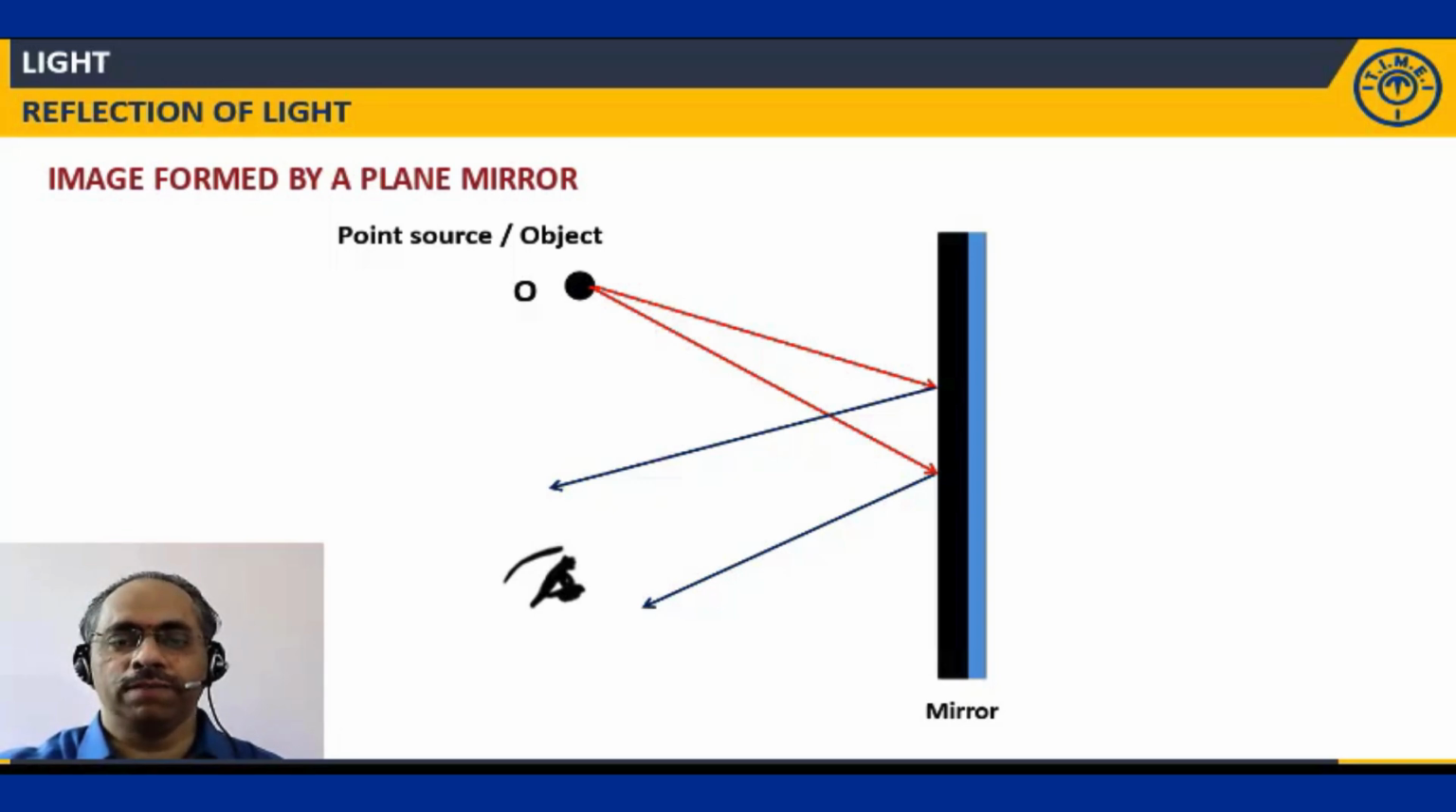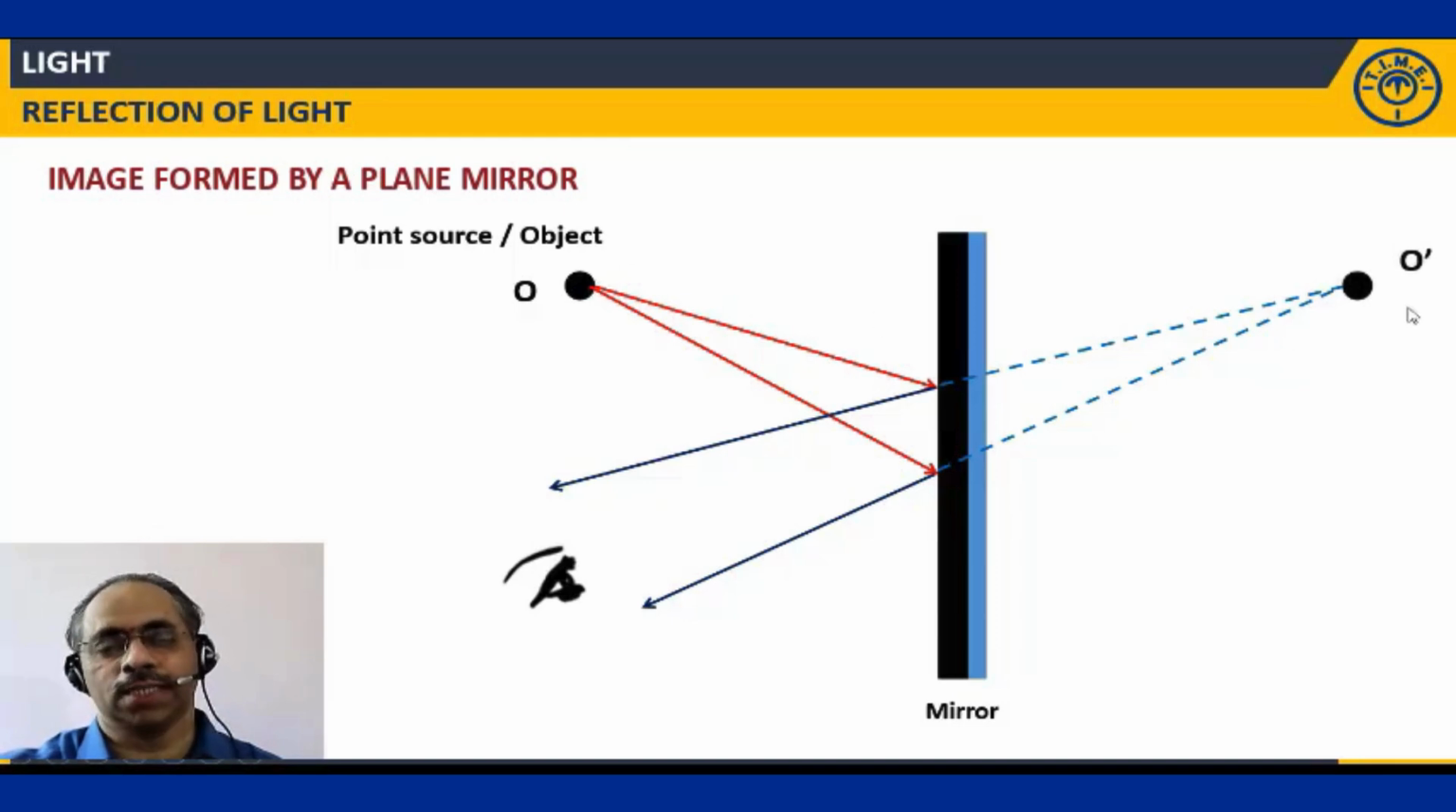So we will produce them back so that we will be able to know from which position they appear to diverge. When you produce them back over here, the two produced light rays will meet at this particular point. That is the point where I will get the image of the point object, say O dash. So if I want to know the position of the image of the point object O, this is the procedure I should follow. This is with respect to a point object.